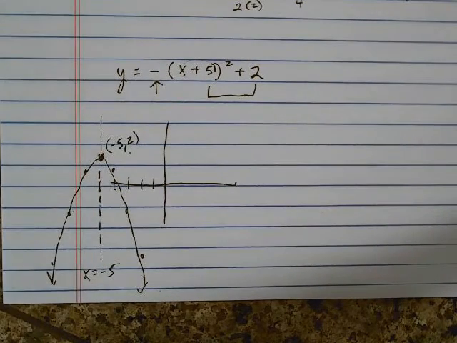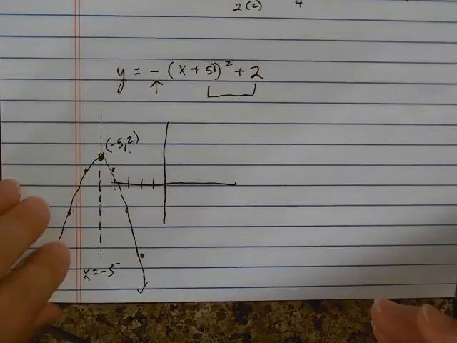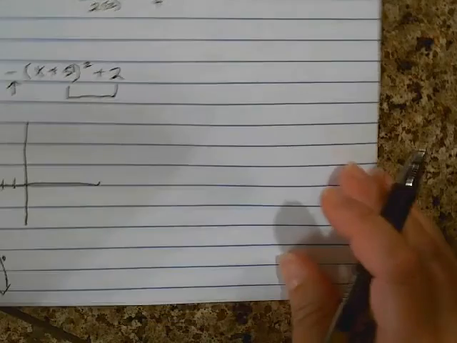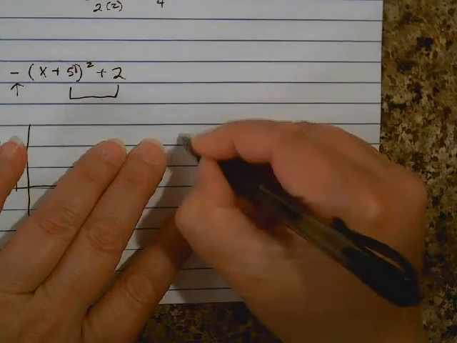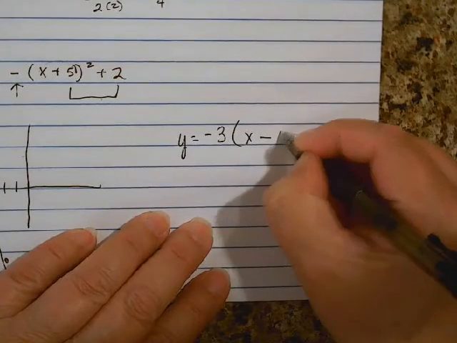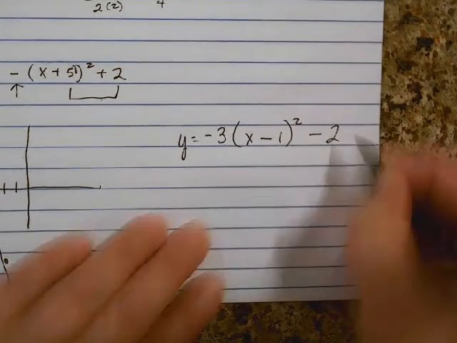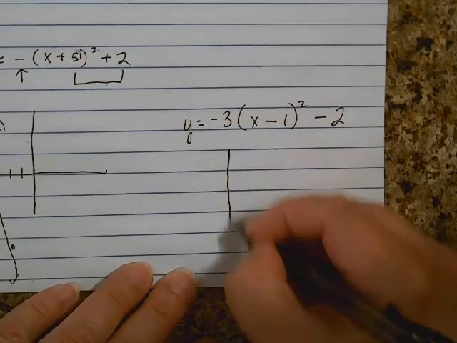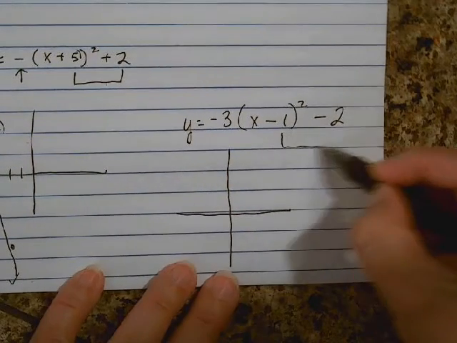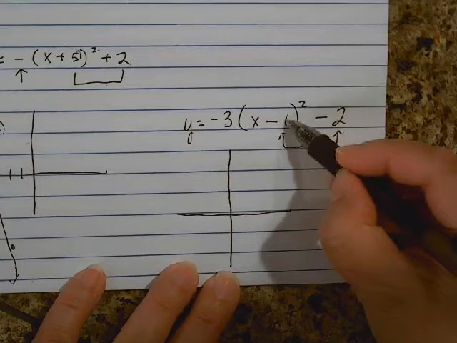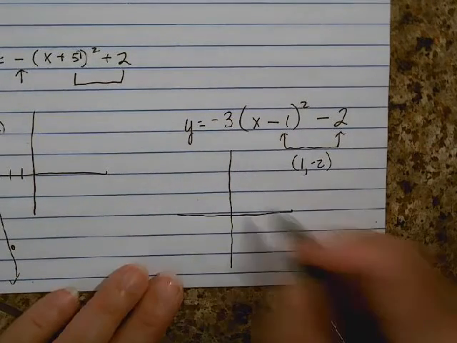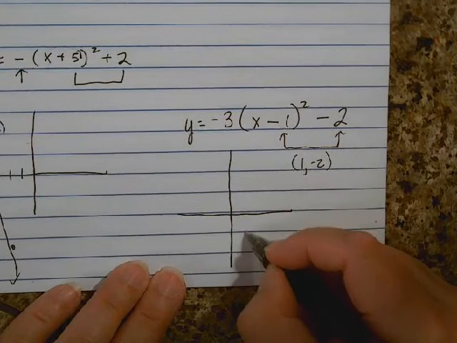We'll do a couple more vertex problems here. Let's do y equals -3 parenthesis x minus 1 squared minus 2. So these two numbers are going to tell me my vertex. This is the opposite sign, so it's going to be 1 to the right and 2 down. So that's where I'll start my vertex. 1 to the right and 2 down.